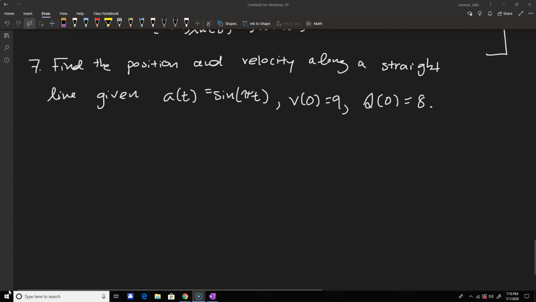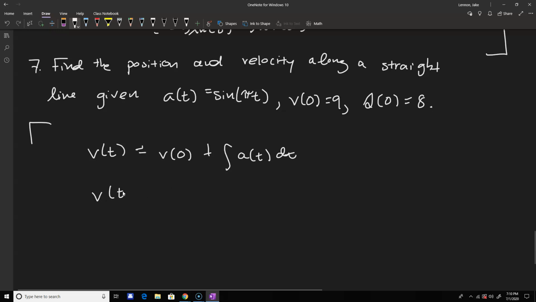Okay, for 7, we want to find the position and velocity along a straight line given the information. So we know the acceleration, so we want to find the velocity. Again, we know the velocity is just going to be the antiderivative of the acceleration plus whatever the initial velocity happens to be. So you can look up those formulas if you want, or you can just use the integration. But basically, v of t is going to be equal to v of 0 plus the integral of a of t dt. So our velocity is that v of 0, 9, plus the antiderivative of the sine of pi t, which is just a u substitution with pi t, so that should just be sine of pi t over pi.